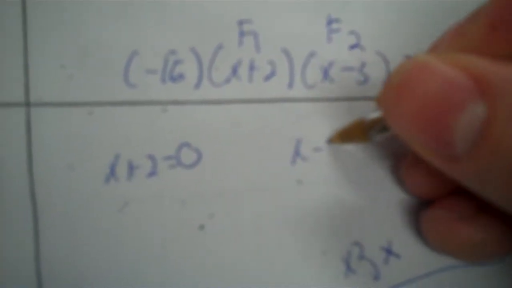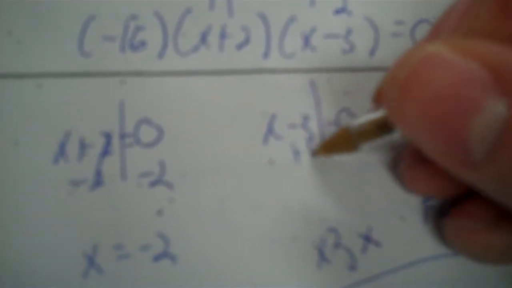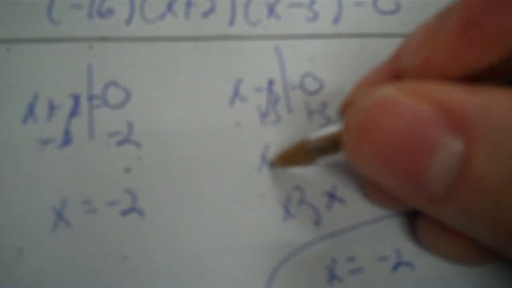So x plus 2 equals 0, x minus 3 equals 0. Minus 2, you get x equals negative 2. Plus 3, x equals 3.